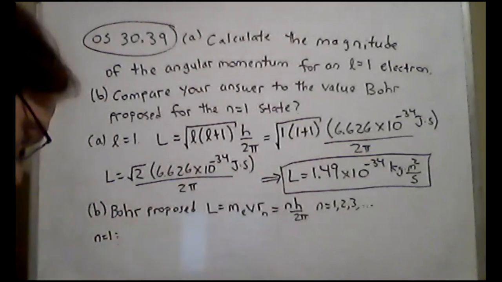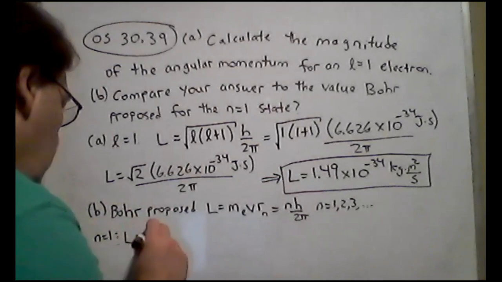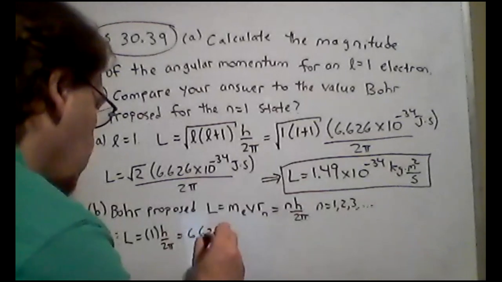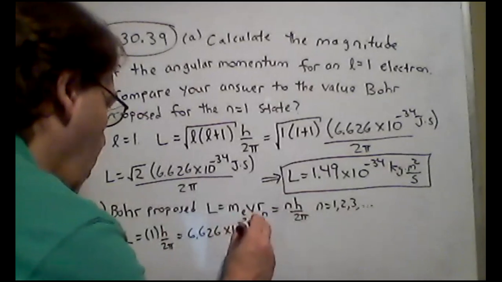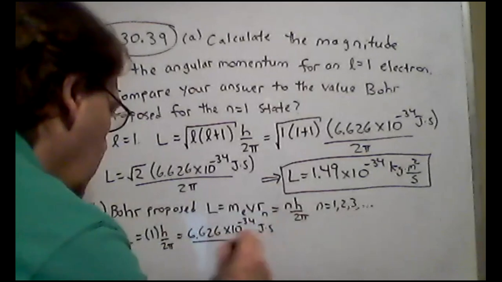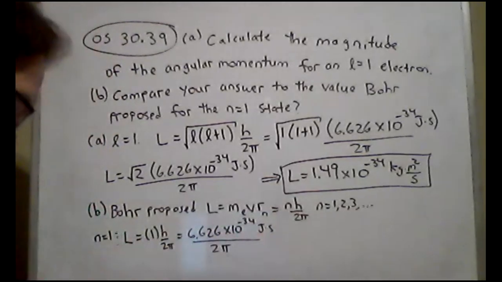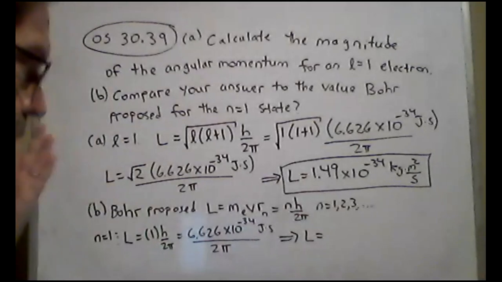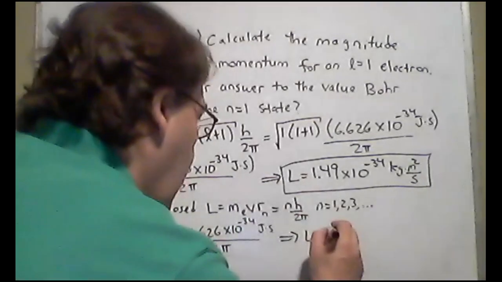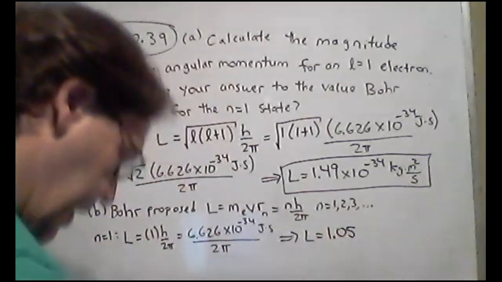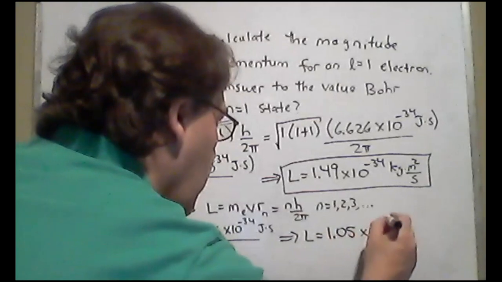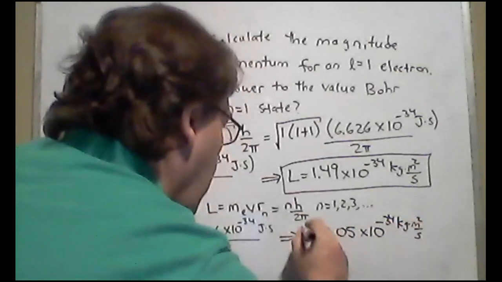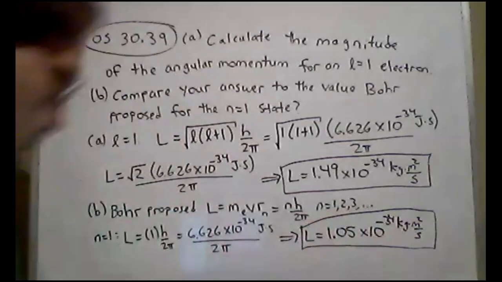So Bohr would propose that your L would be 1 times h over 2 pi, or 6.626 times 10 to the negative 34 joule seconds divided by 2 pi. So Bohr would propose that the angular momentum of an n equals 1 electron, in his model, would be 1.05 times 10 to the negative 34 kilograms meters squared per second. That's what Bohr would propose, and this is not correct.